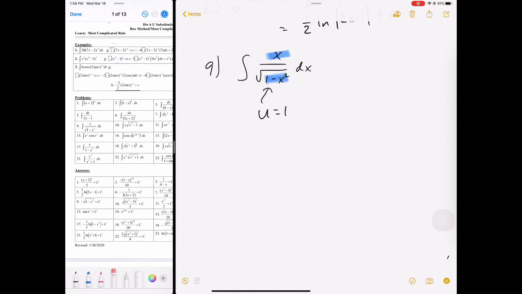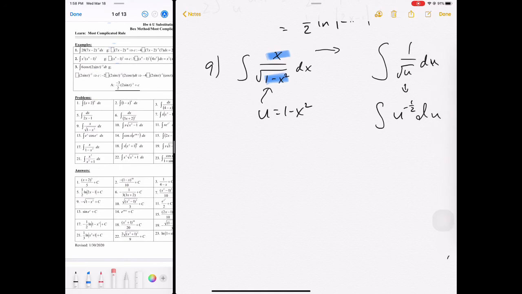u is equal to 1 minus x squared. Just to talk about where our goal is: to make this the integral of 1 over the square root of u probably, but that is not an identity that we know. So we change this into a power rule. So it's the integral of u to the negative 1/2 power. The 1/2 here is our radical, and the negative is because we're in the denominator.